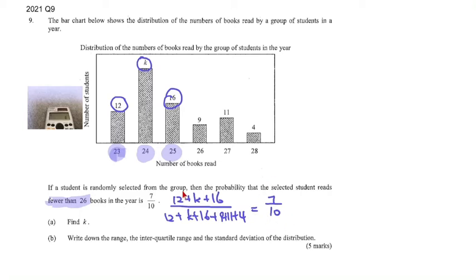Afterwards, please use the calculator directly. 12 plus 16, you should be able to get 28. So I'll write here 28 plus K. And for the downside, also please calculate it. You should get 28 plus 9 plus 11 plus 4, which is 52, plus K. Of course, this equals 7/10.